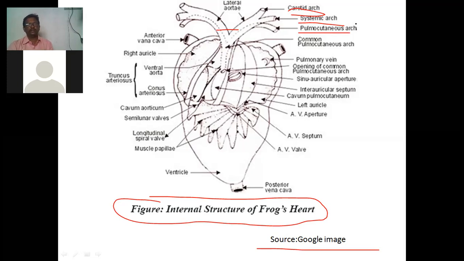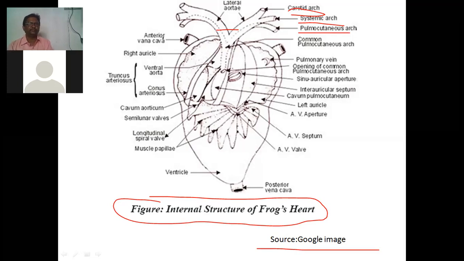This carotid has to move for the buccopharyngeal respiration. Then a systemic arch has to reach the skin, and the pulmocutaneous arch is responsible for the lungs and vice versa. Hence it is named accordingly.